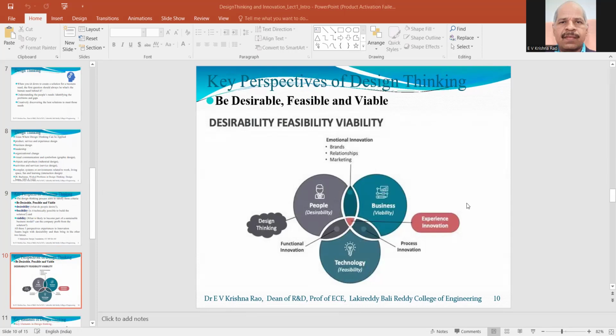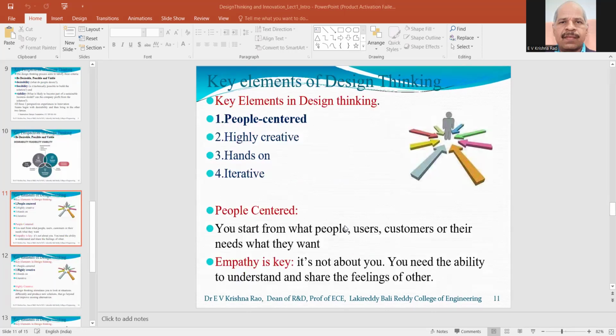So in desirability, feasibility and viability, the people desirability, the technological possibility, and whether it is profitable or not, that viability we understand, combined with the experience innovation. If you look into the main key elements in design thinking, it's people-centered, and it's a highly creative, hands-on and iterative process.